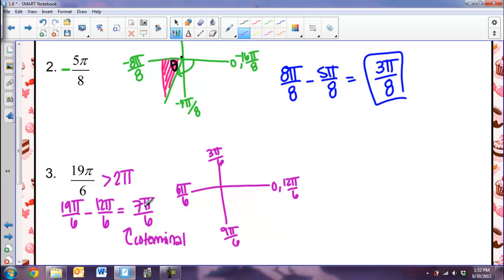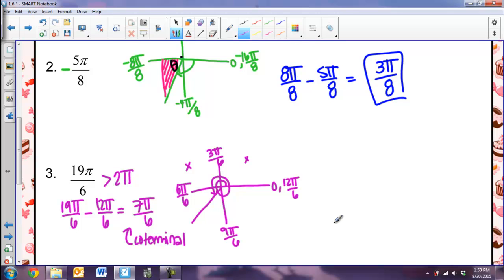Okay, so again, my coterminal angle is 7 pi over 6. So I look, it wouldn't be in quadrant 1. That's too small. 7 is not between 3 and 6. So 7 is between 6 and 9. So that means that this is where my angle is going to be. But remember, he came around a whole 2 pi before he got there.